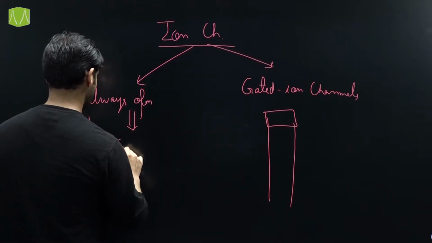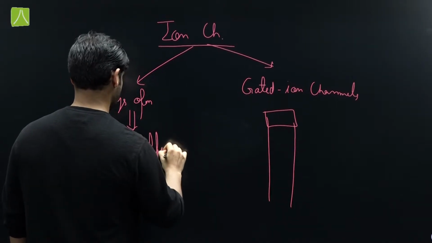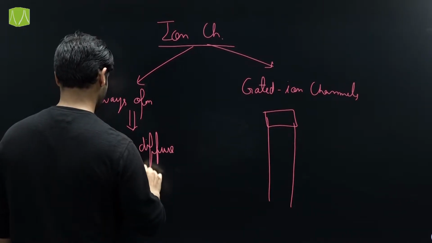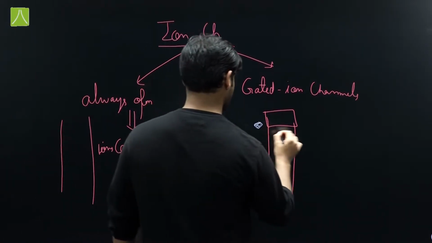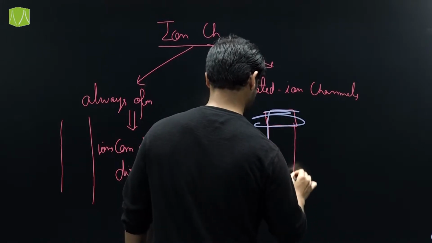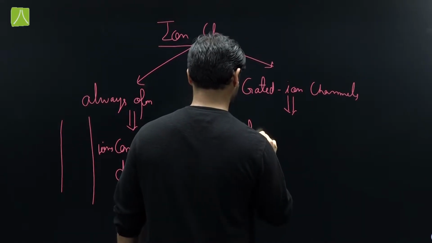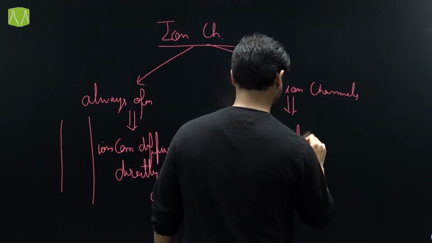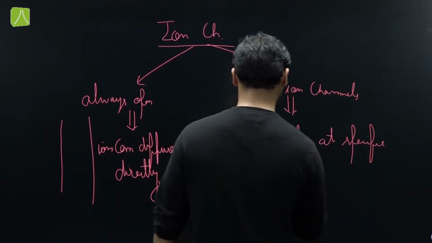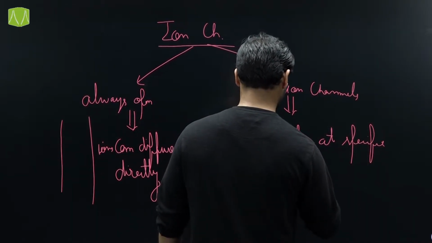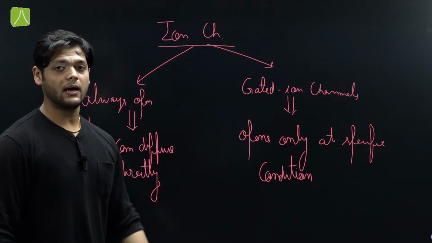Ions can diffuse directly, and according to the specific condition, these gated ion channels are further divided.